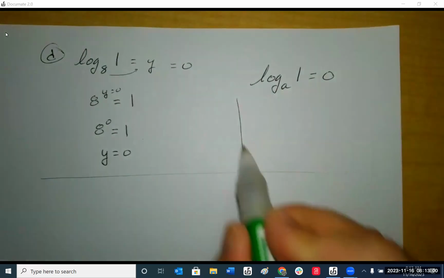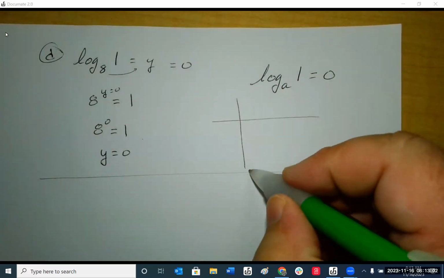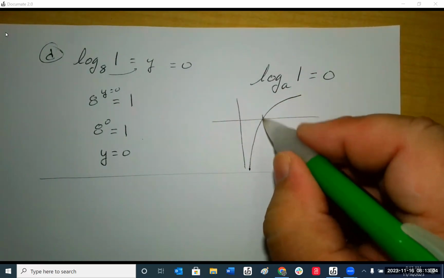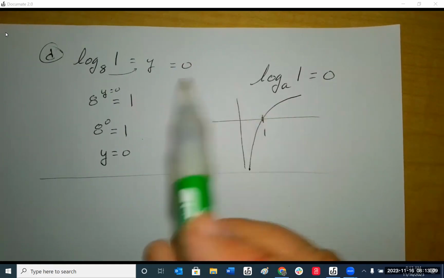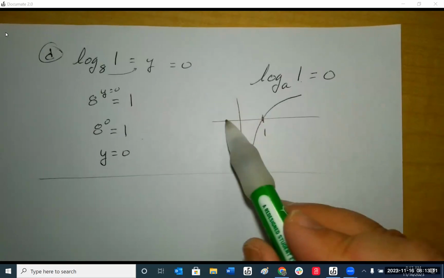Because the graph of a logarithmic equation looks like this. When x is 1, y is 0.